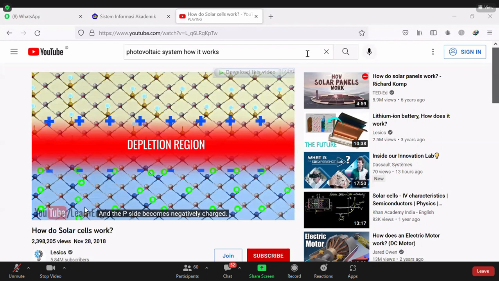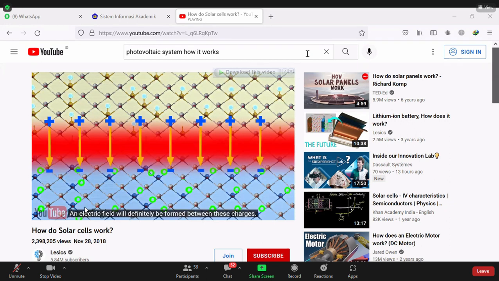In the depletion region, nah, si elektron dari atas itu cenderung tidak bisa akan ke bawah, ya. It drives the electrons and holes out of the depletion region.